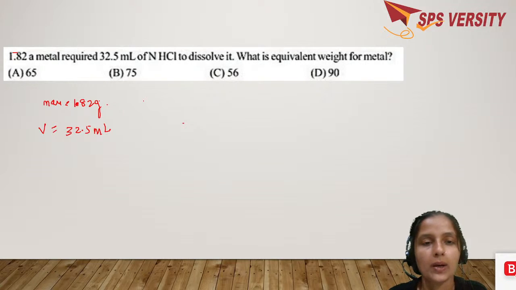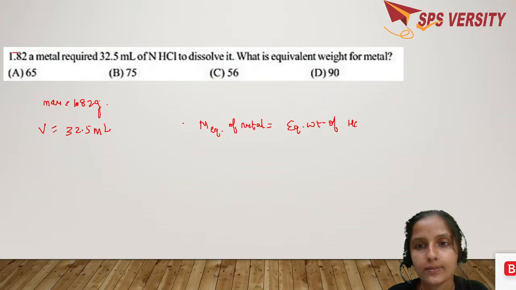We find it by using the formula: equivalent weight of metal is equal to equivalent weight of HCl, which is required for dissolution. Then what is the equivalent weight of the metal?